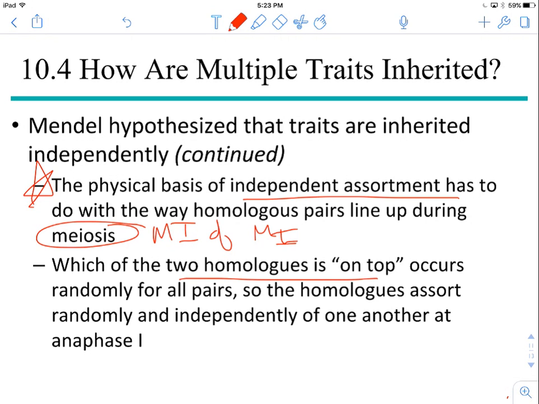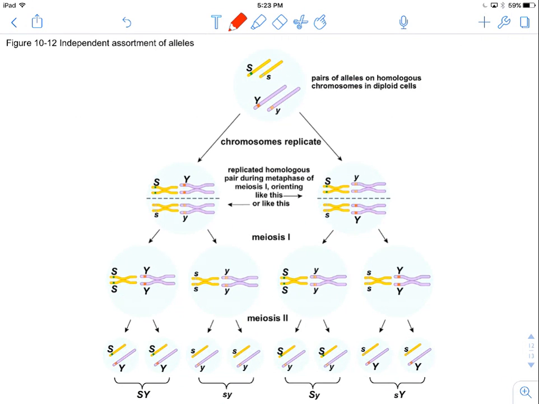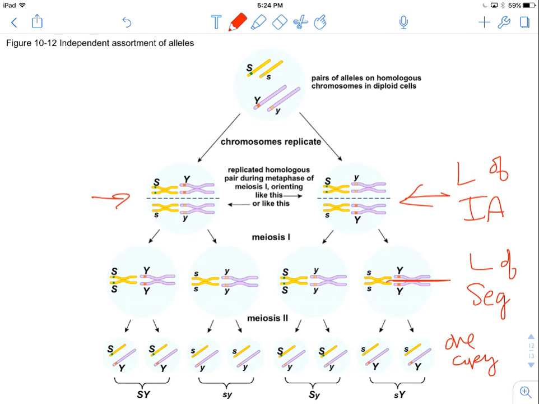Whichever homolog is on top assorts randomly, and the other assorts randomly and independently, and then they separate in anaphase 1. So here's a nice graphic of that, and you can see they can line up in 2 different orientations, independent of each other. And so this step here is the law of independent assortment. And then later on in meiosis 2, when we separate the sister chromatids, we have our law of segregation. And you just get 1 copy of each allele in each gamete. And down here we have all of our possible gamete combinations. And that's how you get the gamete combinations for the dihybrid cross, or for any cross.